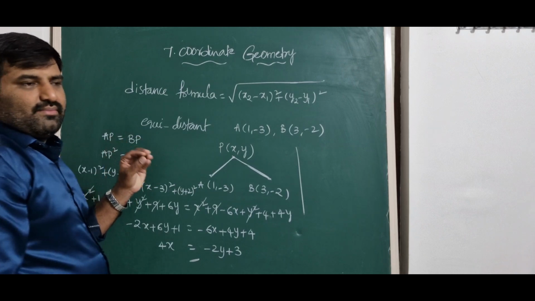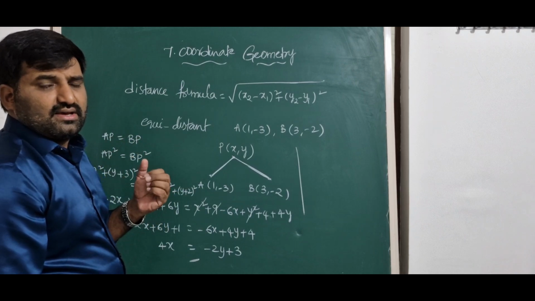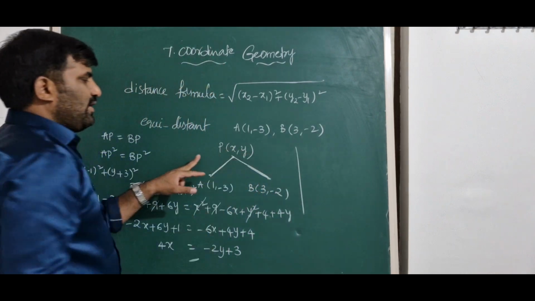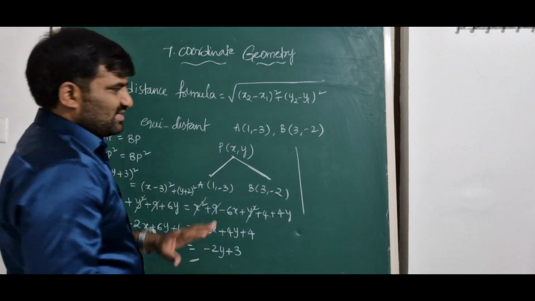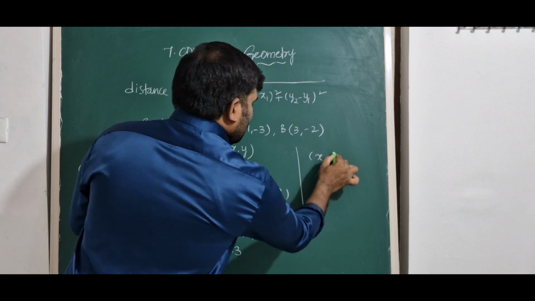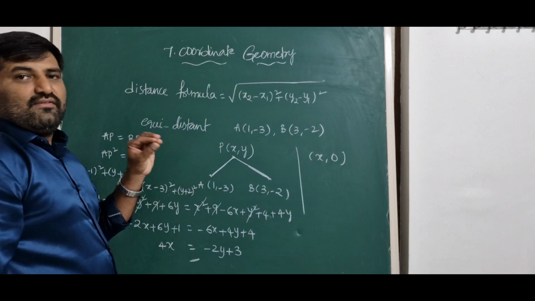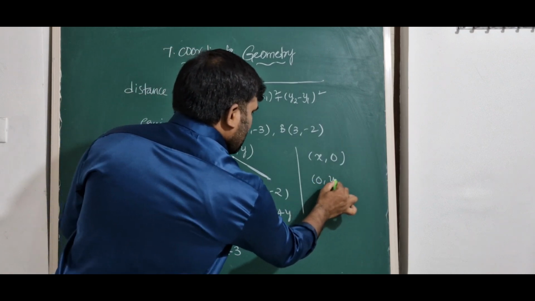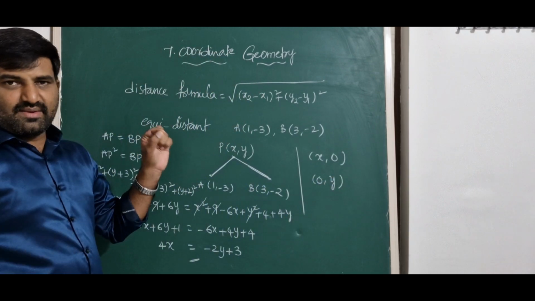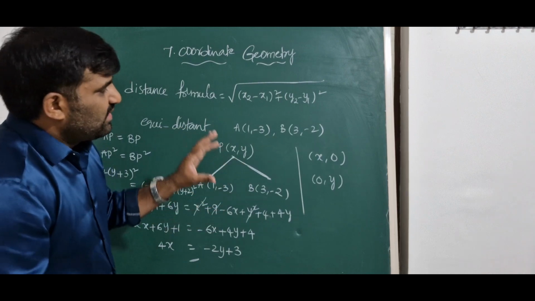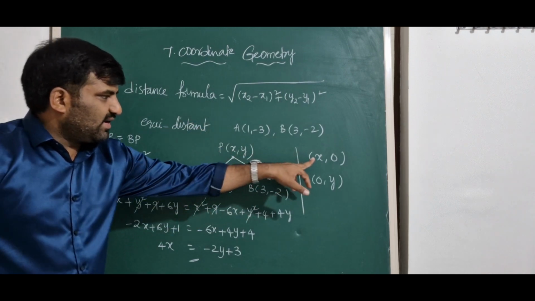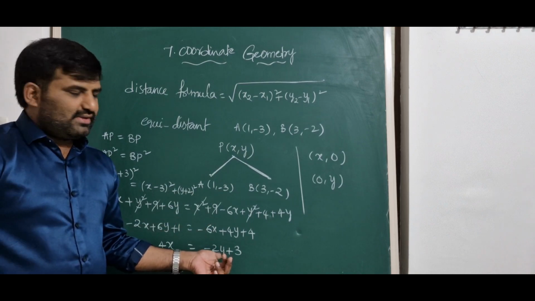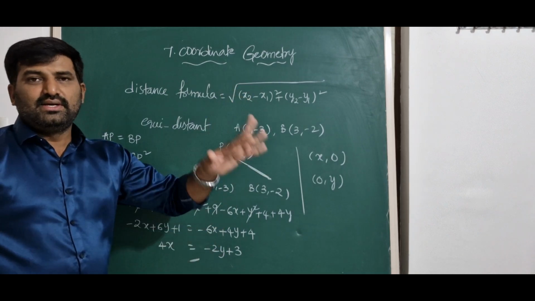The point which has the same relationship between x and y. Here they will give a point on the x-axis instead of giving point P as x comma y. When you want to take a point on the x-axis, take it as x comma 0. Always the point on the x-axis is x comma 0 and the point on the y-axis is 0 comma y. So in place of x comma y, you can take x comma 0 and find it. Now you will not get the y value. Directly you will get the x value.